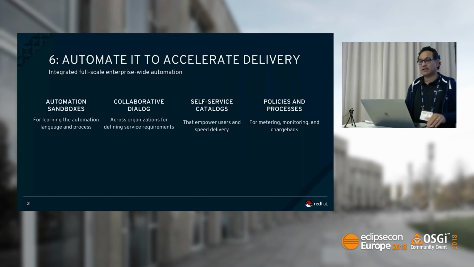Step number 6 is automate IT to accelerate delivery. This is an effort that should be done enterprise-wide, and things that help you accelerate delivery are, for example, automation sandboxes. These are basically environments where your developers can quickly put together ideas and develop ideas fast. It goes together with the concept of fail fast as well. Collaborative dialogue across organizations is important. Self-service catalogs will empower users and speed delivery, as well as processes and policies for metering, monitoring, and chargeback.